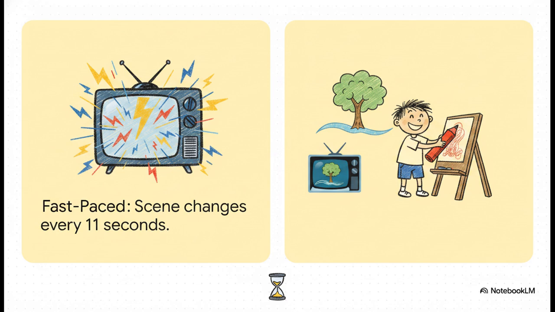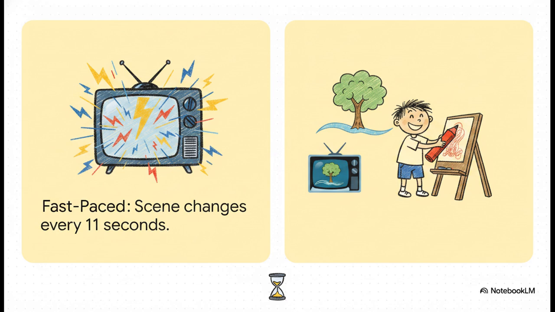The kids were randomly assigned to one of three groups. Group A watched a fast-paced, fantastical TV cartoon where the scene completely changed on average every 11 seconds. Super fast. Group B watched an educational TV show that was realistic, with way slower scene changes averaging every 34 seconds. And Group C was the control. They were given markers and crayons for self-paced free drawing.